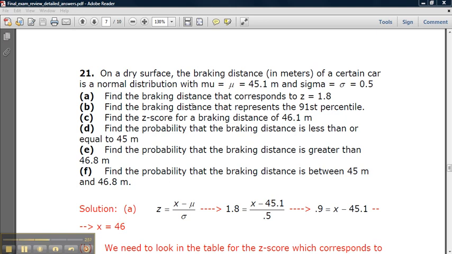Part B says find the braking distance that corresponds to the 91st percentile. Well, the 91st percentile basically means that 91% is the area on the left. I have to find the value that corresponds to that. So what I'll do is go to Minitab. That's probably the easiest place to do this. Remember, the mean is 45.1 and the standard deviation is 0.5.